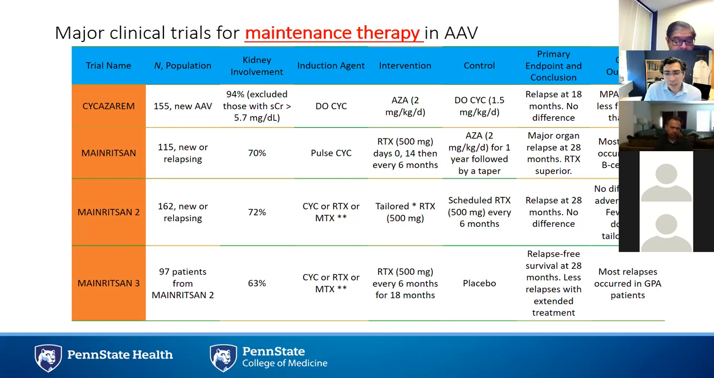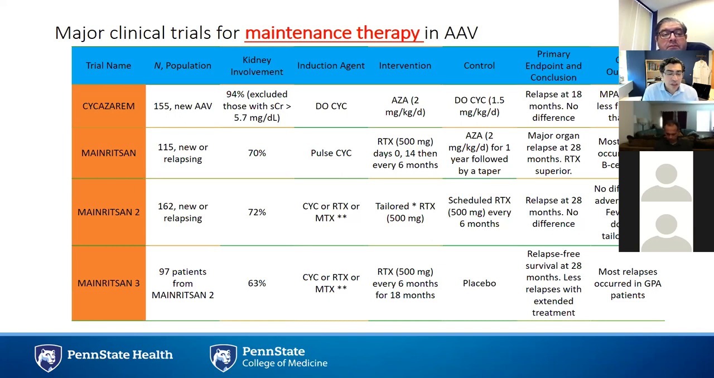So then in MAINRITSAN 2, they had 162 patients. The induction agent was cyclophosphamide or rituximab, or I don't know about methotrexate, there are some restrictions. But instead of using a fixed-dose rituximab, there was tailored rituximab, in these 162 patients. This was one 500 milligram dose if there is more than a 2-fold increase in the ANCA titers, or ANCA positivity from negativity, or peripheral B cell return. And rituximab was given until 18 months after randomization, and they looked at data at 28 months. And they said the tailored therapy still worked. There was no difference in the adverse outcomes, and there were fewer rituximab doses in the tailored arm.